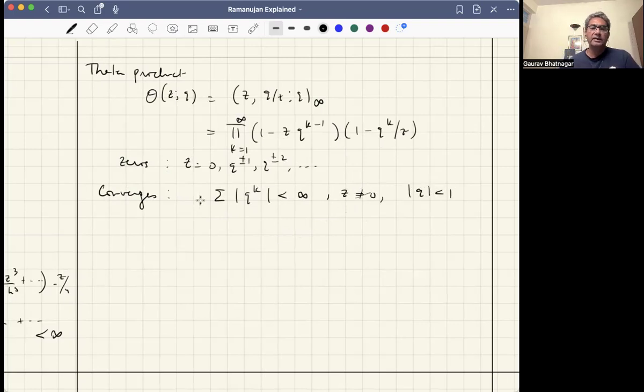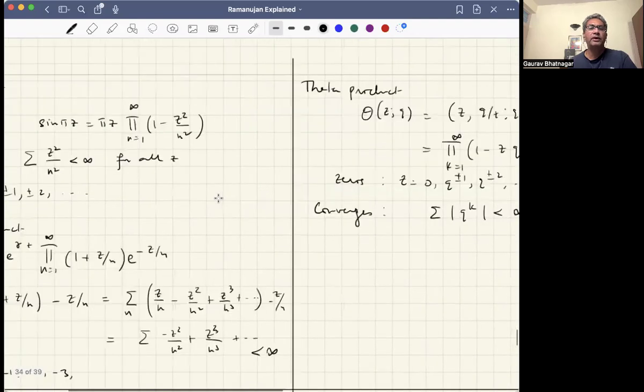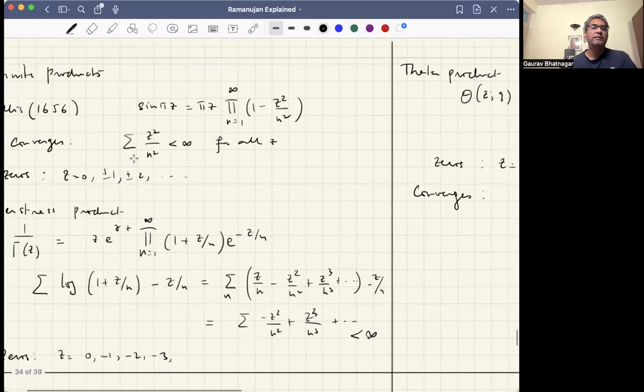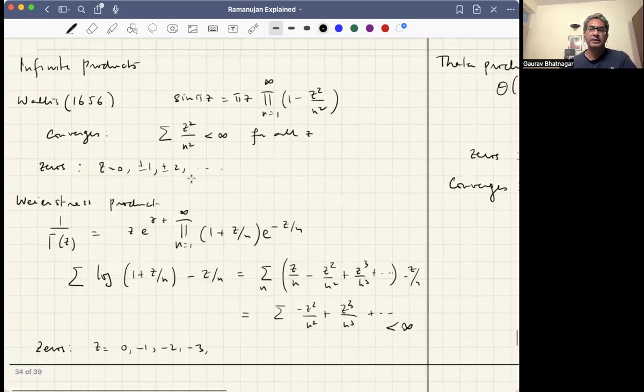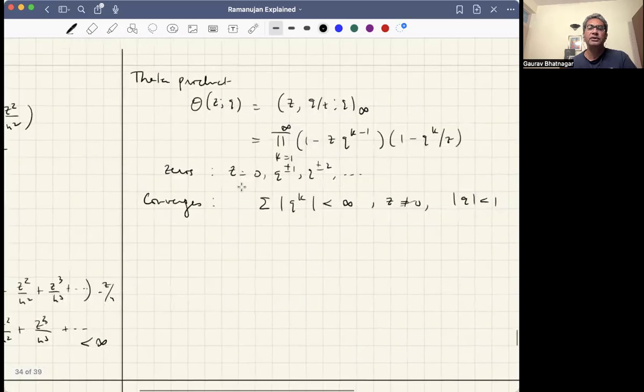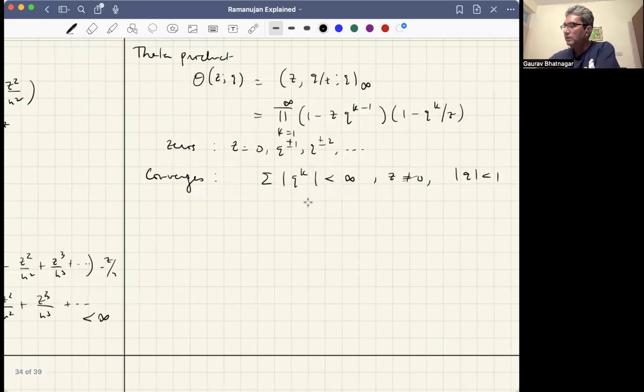And notice how this is related. It's very natural from what we've been doing. The previous products have zeros in arithmetic progression, and here we have zeros in geometric progression. Again, these are absolutely convergent by what we did.